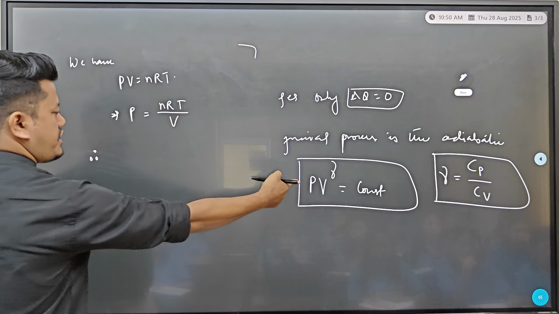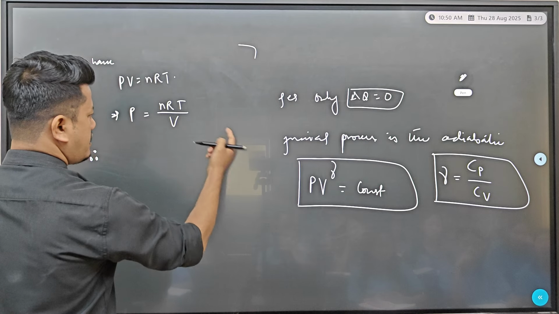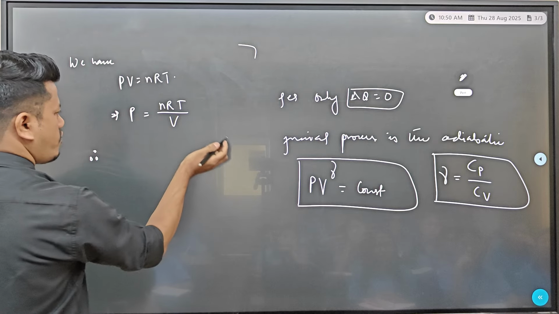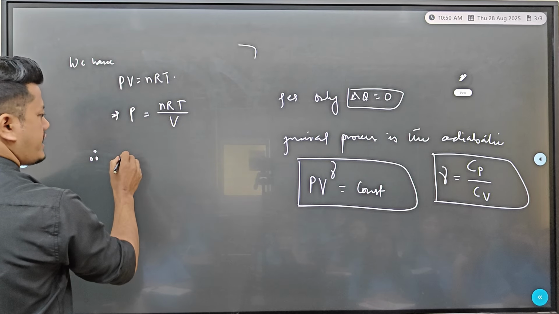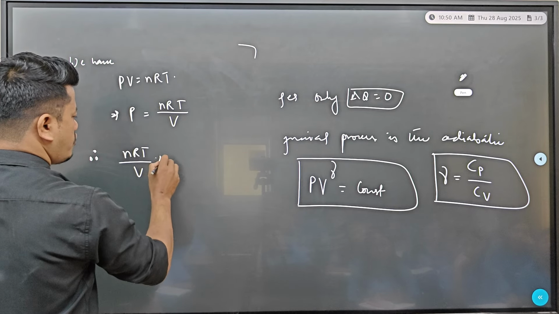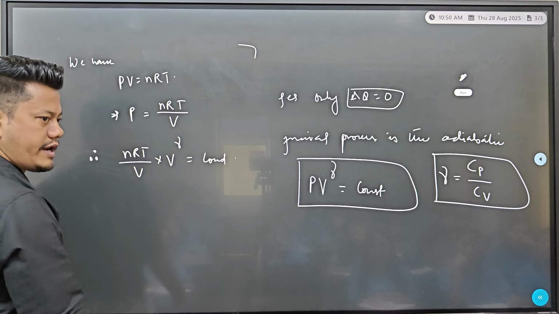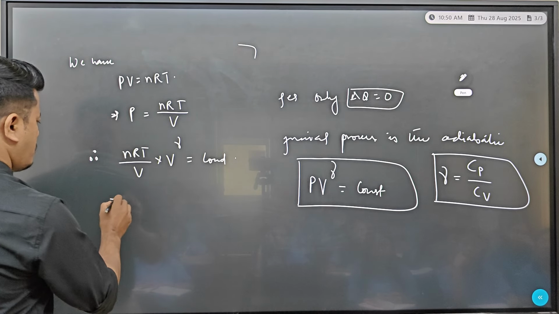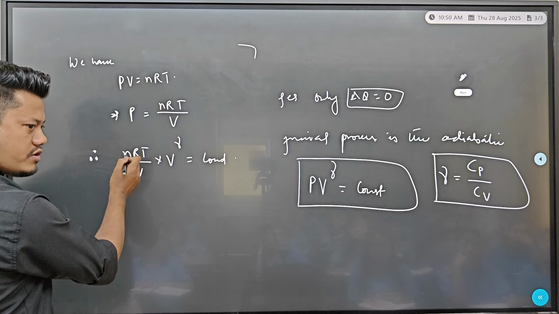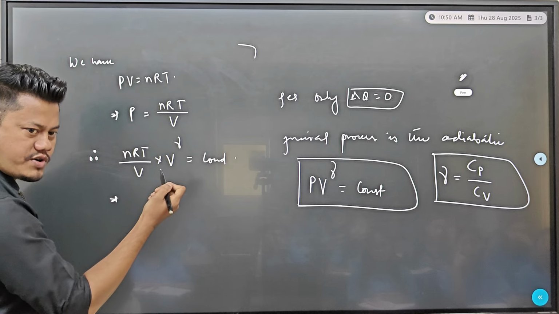Therefore, in this equation, if I substitute this value in place of P, what can I write? I can write here nRT by V into V to the power gamma equal to constant. Can I write like this? Try to understand, see, n into R. n is the number of moles, R is the universal gas constant. Both are constant for a particular gas, right?